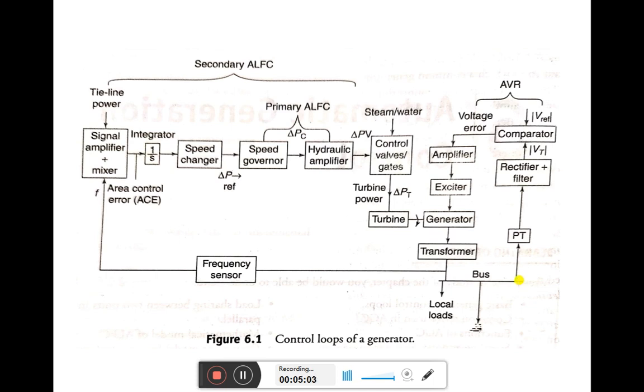in actual condition. This voltage we are going to note down with the help of a PT, potential transformer, and then it is rectified and filtered, and then its DC value in terms of Vt we are feeding to the comparator. What the comparator does is check whether this Vt, the actual voltage, is equal to the reference voltage or not. If there is any variation in these two values, the voltage error is generated. That error will get amplified using this amplifier.